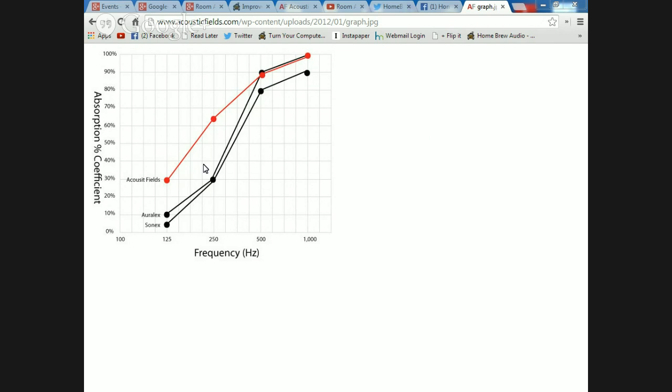So what Dennis is saying here is that this red curve represents the response of the foam that we're talking about from Acoustic Fields, as opposed to the two black curves, which are the responses from two of the most popular competing acoustic foams. Right. So let's take that off of there, just so you can see my pretty face again.